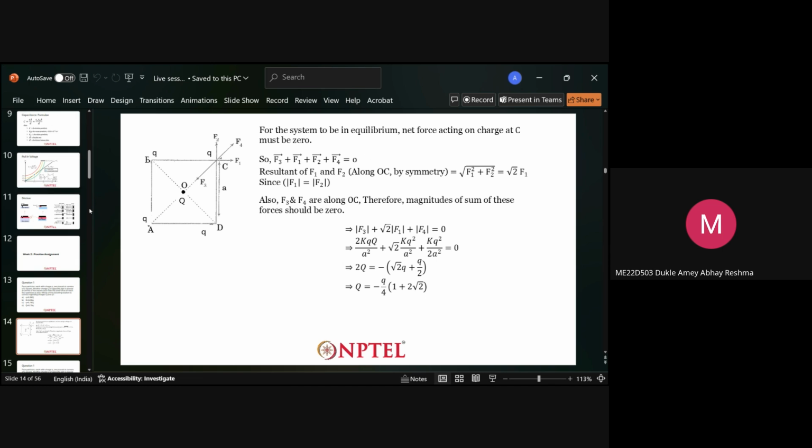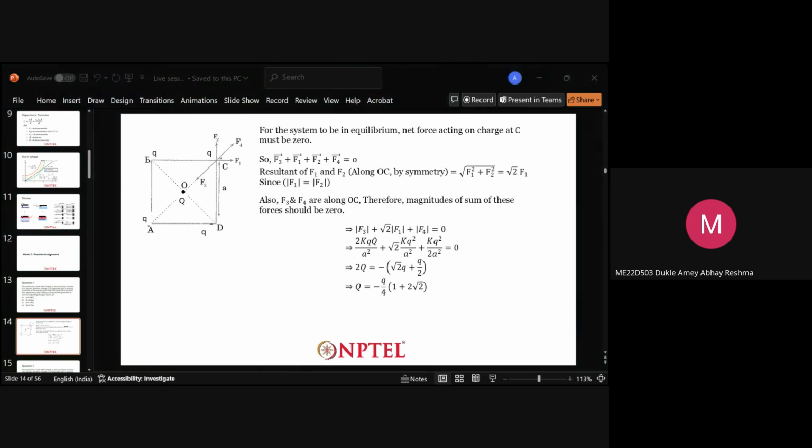Since F1 is at 45 degrees from the axis, F1 and F2 are along OC by symmetry. So you get the resultant of F1 and F2 as root 2 F1, and F3 and F4 are acting along the OC line. That is how you get it. Using that formula, this is the answer.